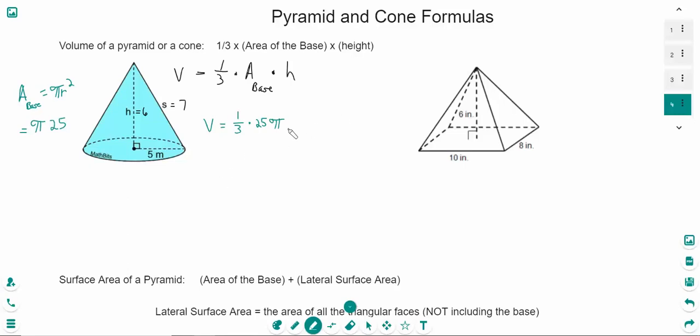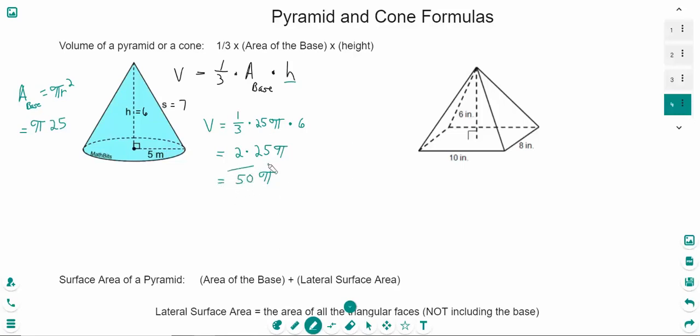And then lastly, we need to know what the height is, because we need to multiply by the height. Now remember what that means. Height is this number. It's not the slant height. It's the actual, overall height, which in this case is 6. So we're going to multiply this by 6. Since this is all multiplication, it doesn't matter what order I do it in. 1/3 times 6 is nice and easy. That's going to be 2. So that'll be 2 times 25 pi, and I can multiply that out and get 50 pi.